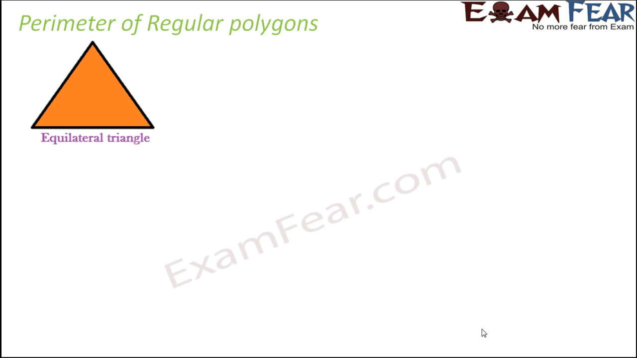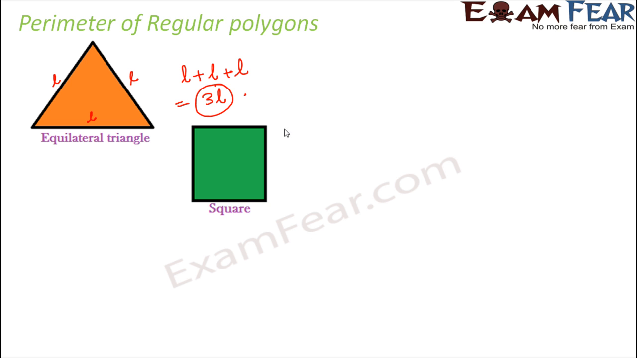So let us look at the same polygons one by one. So we start with equilateral triangle. So how will we find out the perimeter of equilateral triangle? So for an equilateral triangle, if the length of this side is L, what would be the length of this side? This would also be L, this would also be L, because all the sides are equal. So the perimeter would be sum of the three sides, that is L plus L plus L, which is nothing but 3L. So 3 into length of each side would be the perimeter of an equilateral triangle.